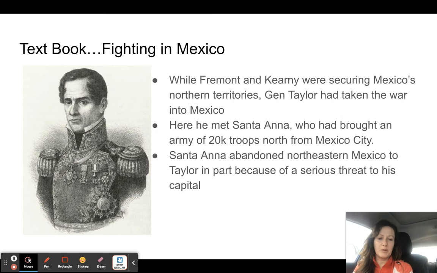So, more from the textbook, the fighting in New Mexico. Fremont, who was in California, and Kearny were securing Mexico's northern territories. General Taylor had taken the war in Mexico. So it's fought on several different fronts. Here he met Santa Anna, pictured here, who had brought an army of 20,000 troops north from Mexico City. Santa Anna abandoned northeastern Mexico to Taylor, in part because of a serious threat to the capital. They wanted to keep Mexico City protected.